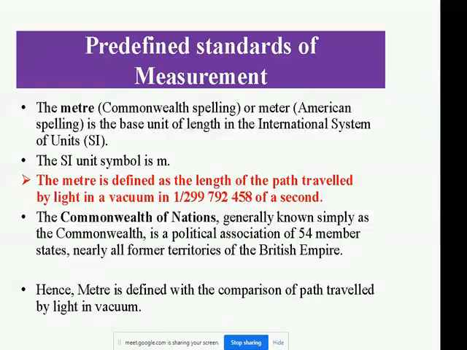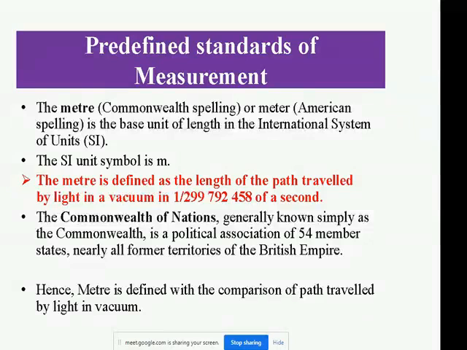So what is 1 meter? It is 1 upon 3 into 10 to the power 8. Light travels 3 into 10 to the power 8 meter in a second, so light travels 1 meter in 1 upon 3 into 10 to the power 8 of a second. Precisely, the speed of light is 299,792,458 meter per second, which in decimal is about 2.9 into 10 to the power 8 meter per second.